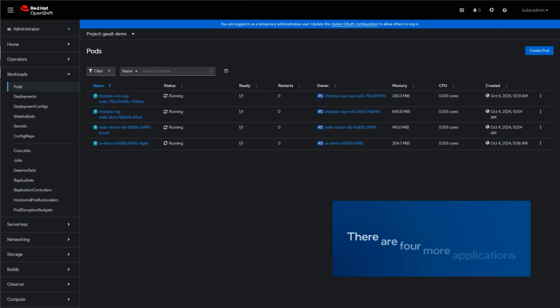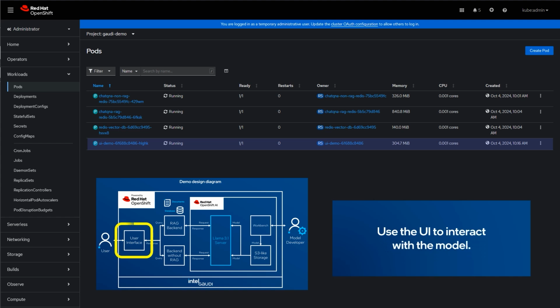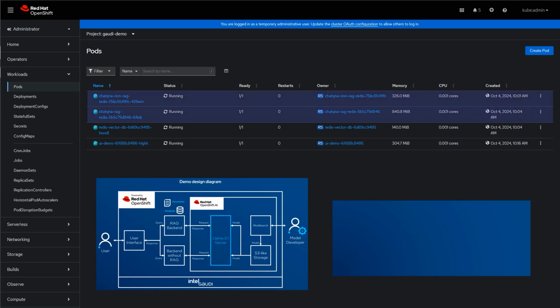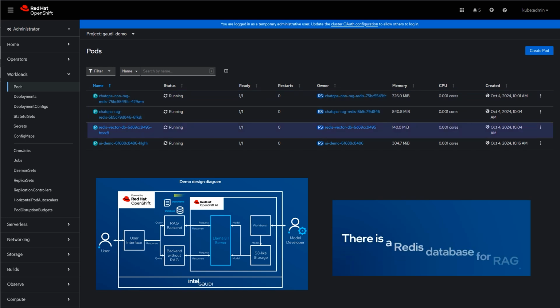Going back to OpenShift and looking at the running pods in my Gaudi demo namespace, you can see there are 4 pods running. There is the UI demo pod, which is the web interface that sends the question to both the RAG and the non-RAG backends. There are 2 backend pods, one for non-RAG queries, which directly interfaces with the Llama 3.1 model, and one for RAG queries, which uses the Redis database to add contextual information. Finally, the Redis vector database pod supports the RAG backend.